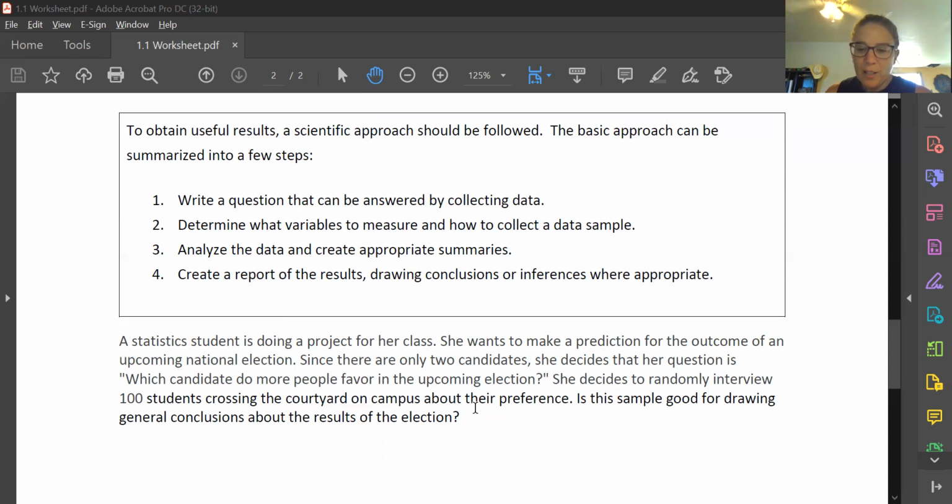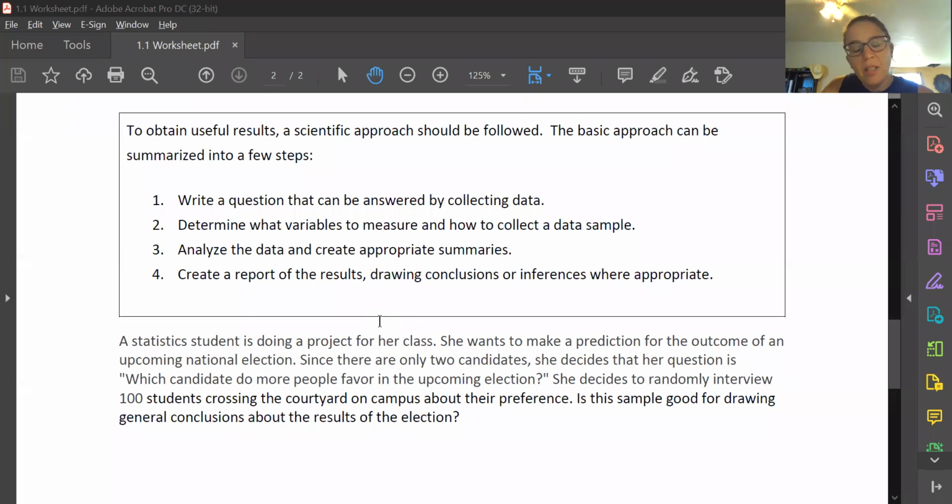There are only 2 candidates, so she decides that her question is, which candidate do people favor in the upcoming election? That way she can ask people, do you like candidate A or candidate B? And they can just give their answer. And then she can say which one had more answers. She decides to randomly interview 100 students crossing the courtyard on campus about their preference. Is this sample good for drawing general conclusions about the results of the election?